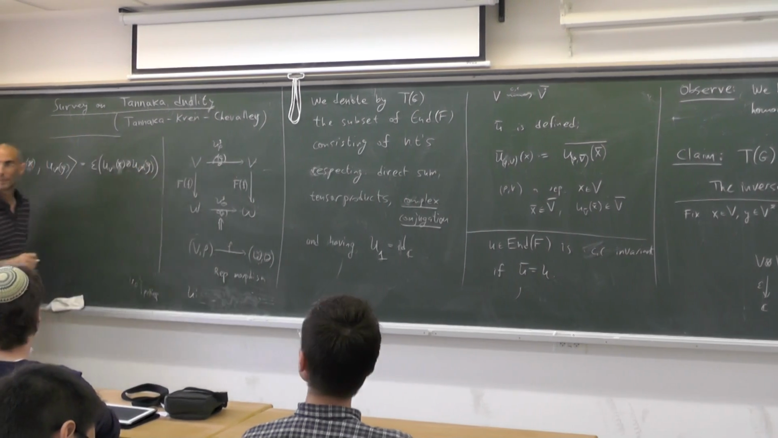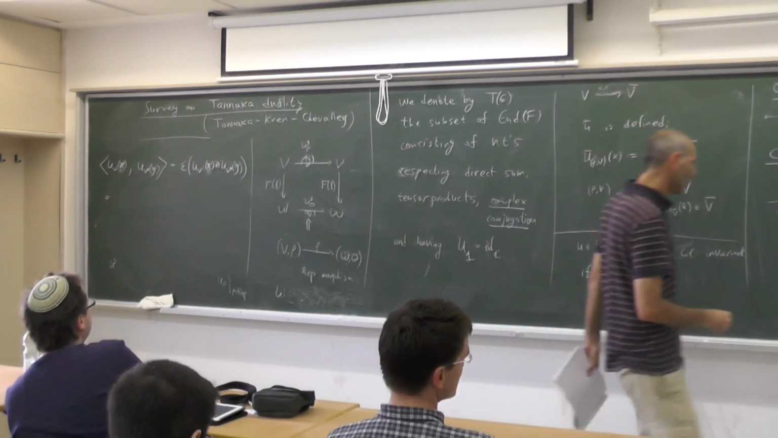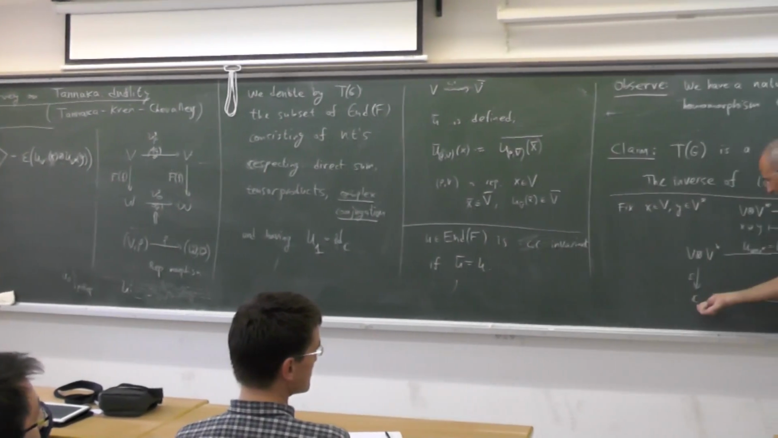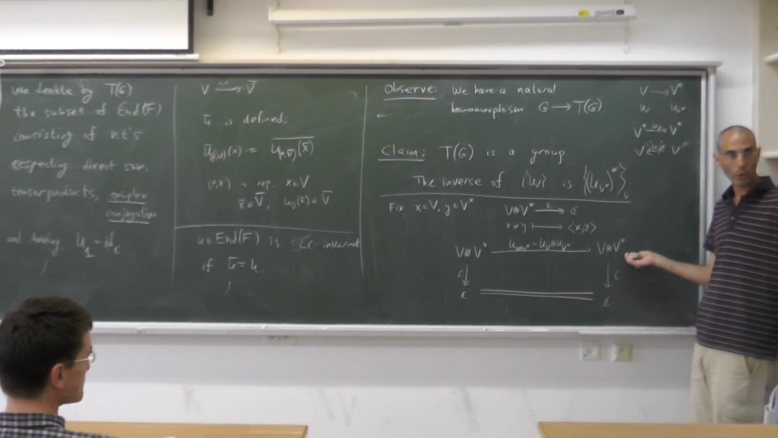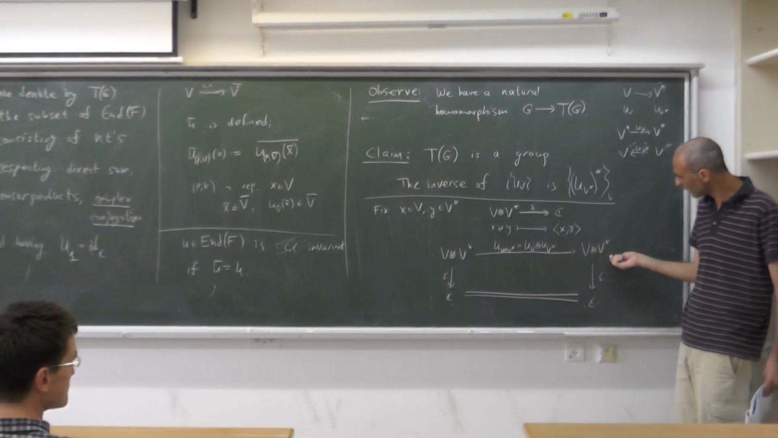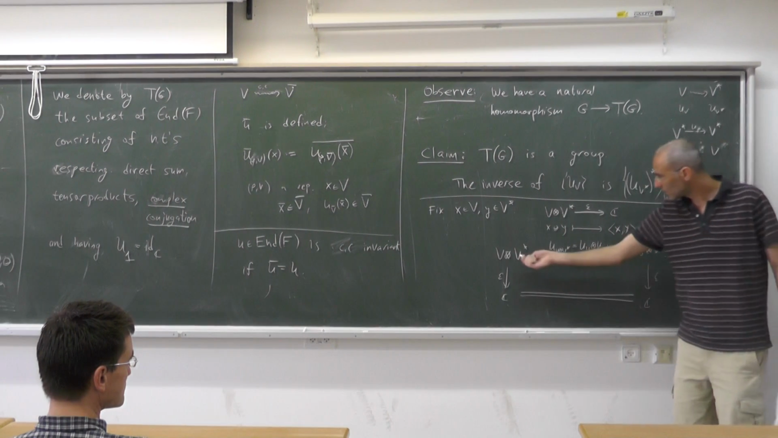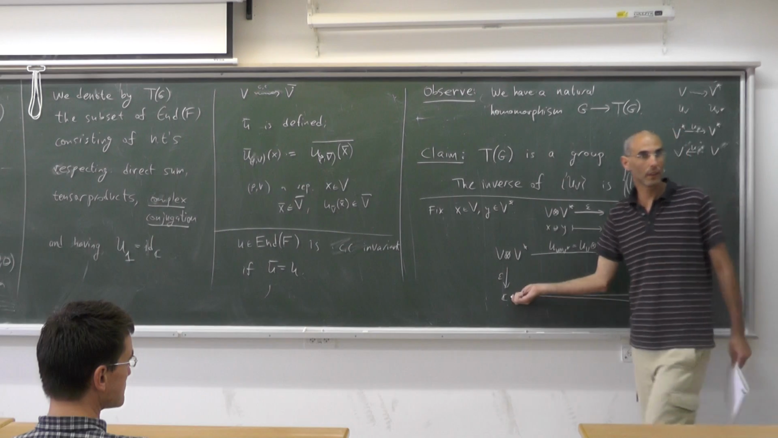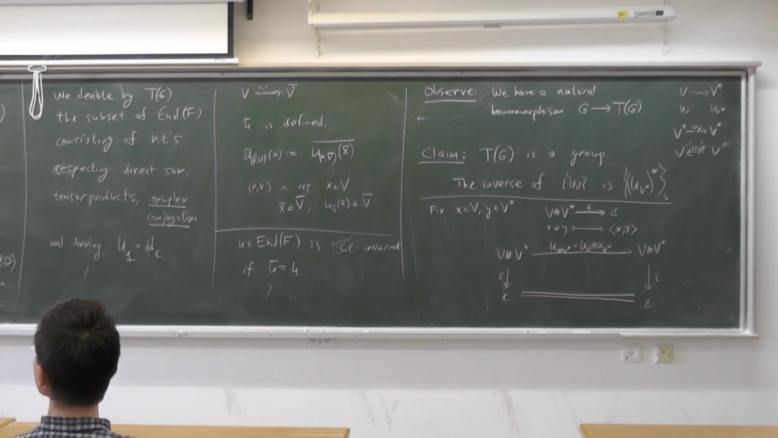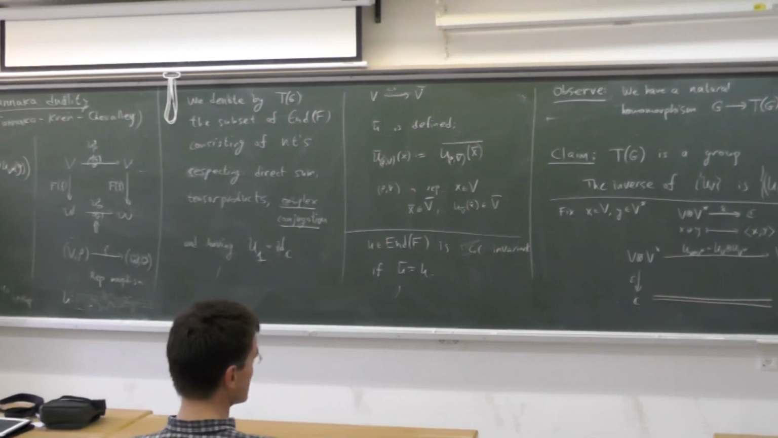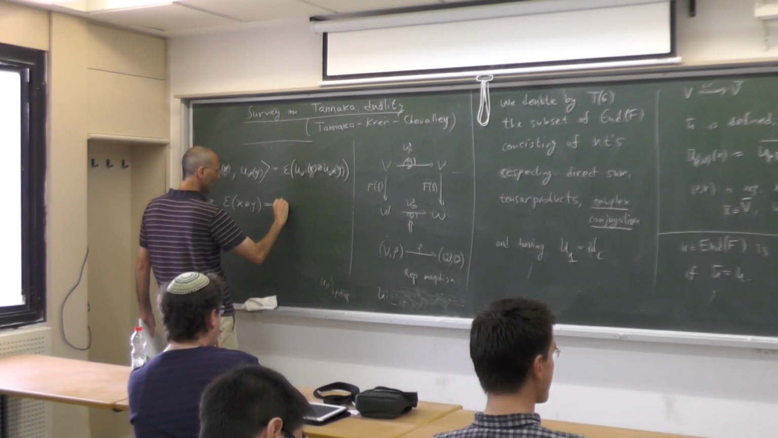Everyone happy? Okay, so I took x and y here. I did the u_V tensor u_V star to it and evaluated. But this is just evaluating x and y. This is just e of x tensor y, as the diagram tells us, which is x comma y.